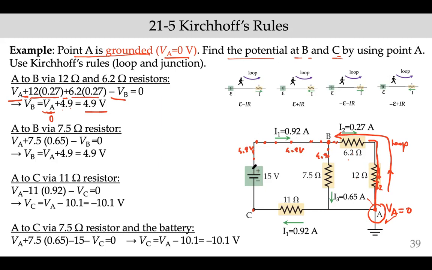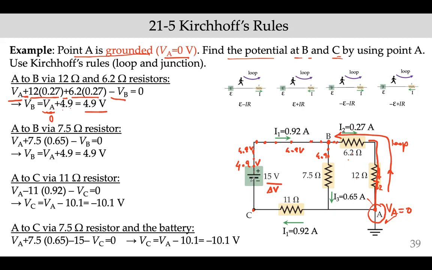Now, if you look here, you may be wondering, how is it possible to have 4.9 volts here, even though the battery is 15 volts? Well, this 15 volts is not the voltage at the positive terminal. 15 volts is the voltage difference. This is actually delta V between the terminals. So the positive terminal doesn't have to be at 15 volts. As you can see in this example, it's at 4.9 volts.